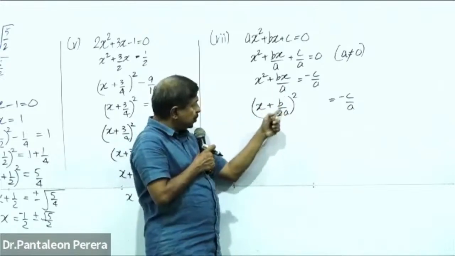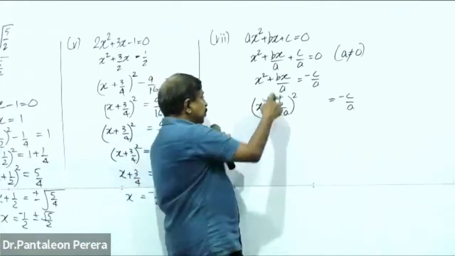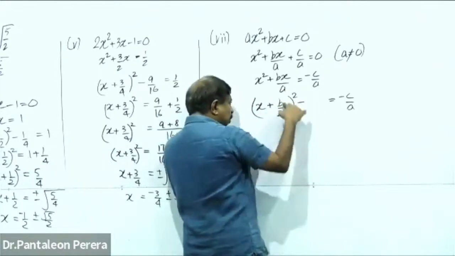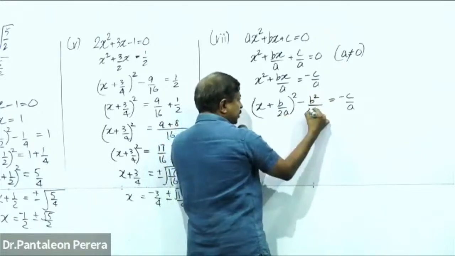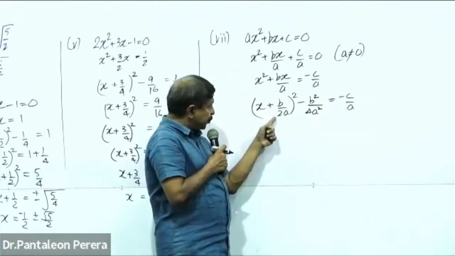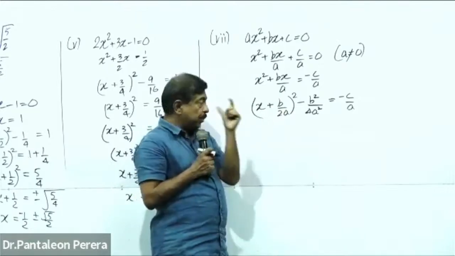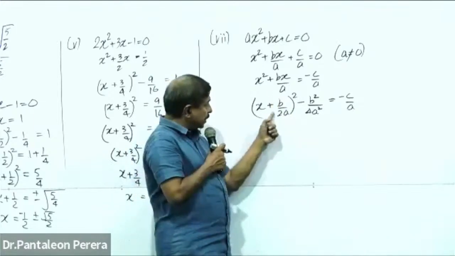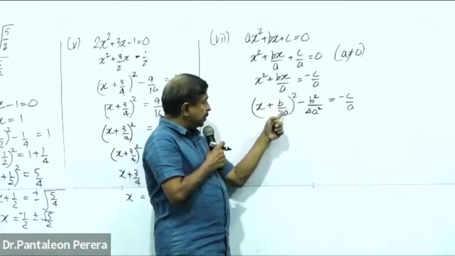But you have an extra term here. It is the square of b over 2a. So you have to subtract that. The square of this is b squared over 4a squared. When you square some fraction, you have to square each and every term in the fraction. When you have a plus sign in between, you cannot distribute like that. When you have multiplications and divisions, then you can square each and every term.